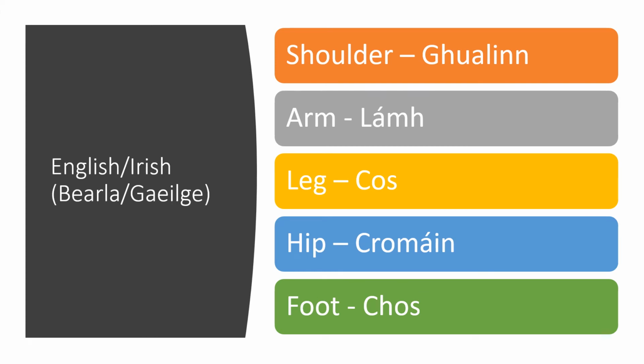So we have shoulder, guailín, arm, lámh, leg, cos, hip, cromán, foot, cos. Now cos and cos sound very similar there, but you'll see with the foot there's actually an H in it, and with the leg there's no H. Okay, and the last set of words, and you might want to come back to these to find them as your labels for your drawing when you come to doing it.